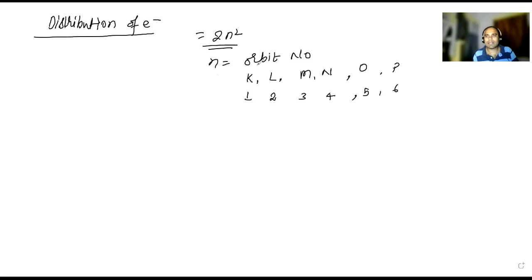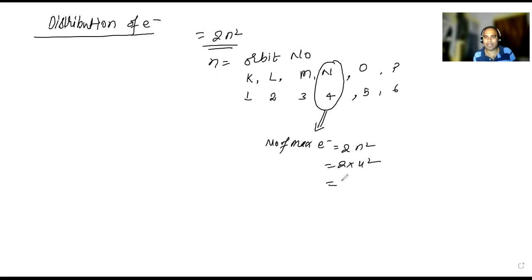So if someone asks how many electrons are there in the fourth orbit, what will be your answer? The number of maximum electrons is 32. 2n squared means 2 into 4 squared, which is exactly 32 electrons. So you got to know that.